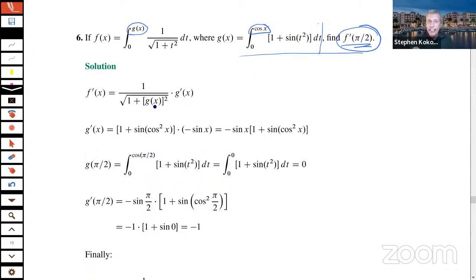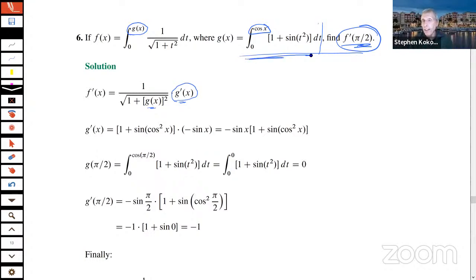Every place I see a t, I plug in a g of x, and don't forget the chain rule on the end there. There's a g prime of x. So this says to me I've got to find g prime of x, and I'm going to have to find g of pi over 2, right? Because I've got to find f prime of pi over 2. All right. What's g prime of x?